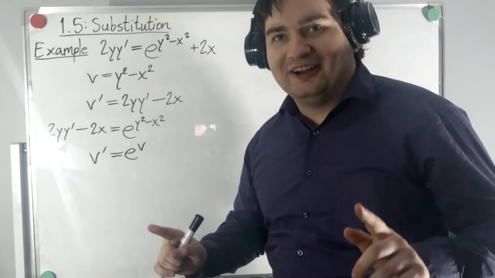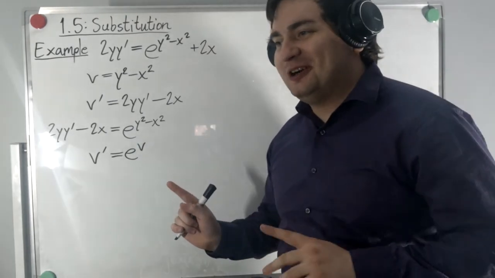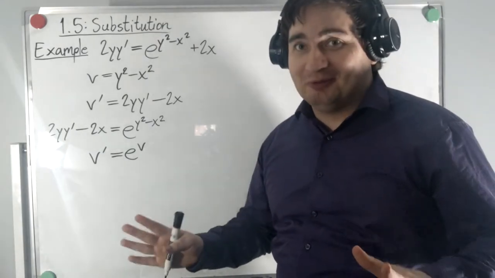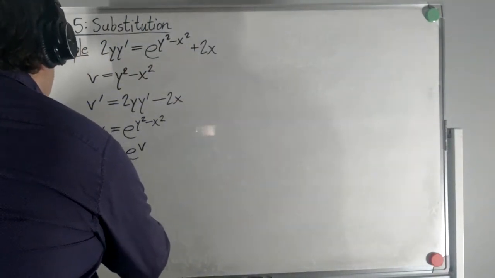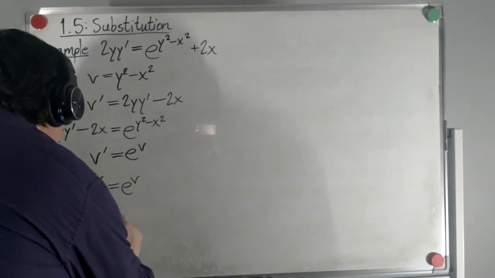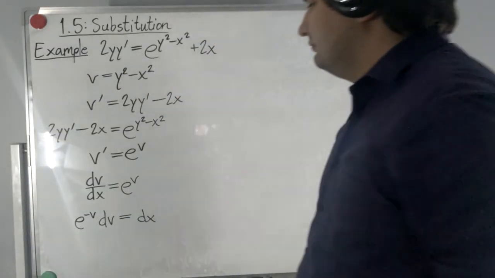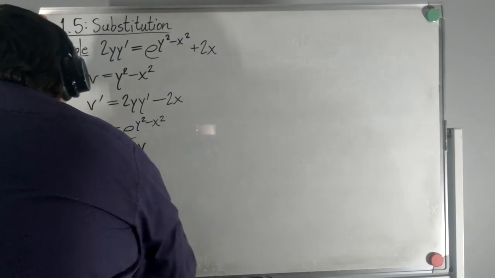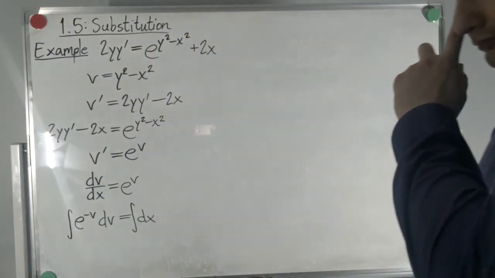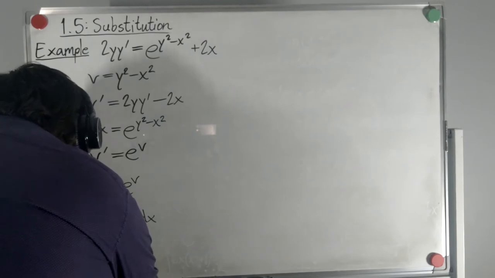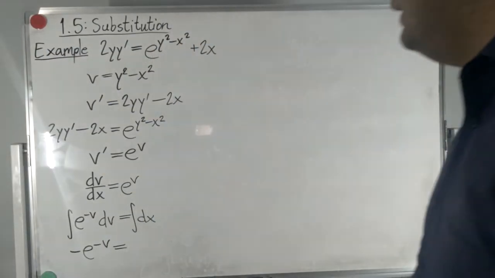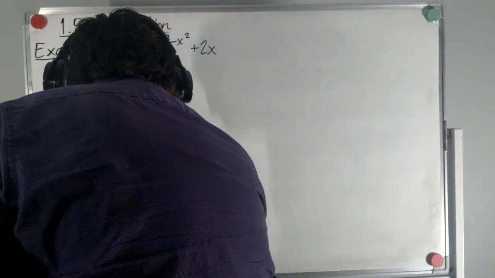By the way, just so we're clear, in the three examples that I did so far, it turned out to be a separable equation. It's not always going to be separable. Sometimes it's going to be linear in first order, and we will see examples of that. But in any case, this one is separable. dV/dx equals e to the V. In that case, e to the negative V dV equals dx. And then these are just two indefinite integrals set equal to each other. Antiderivative of e to the negative V is negative e to the negative V. And that's equal to antiderivative of 1, which is x plus c.